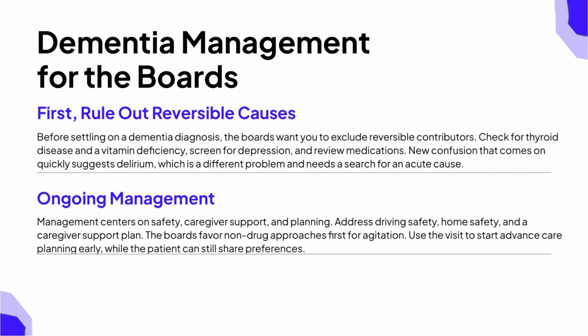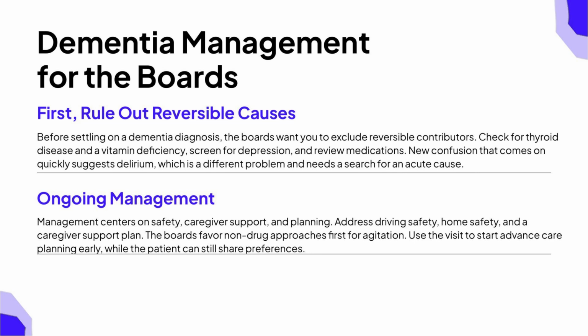Let us review dementia management for the boards, because the test approaches it in a very predictable way. Before you ever settle on a dementia diagnosis, the boards want you to rule out reversible contributors. Check for thyroid disease and a vitamin deficiency, screen for depression, which can mimic dementia, and review the medication list for anything sedating or anticholinergic, and always separate dementia from delirium. New confusion that comes on quickly, over hours to days, points to delirium, which is a different problem and demands a search for an acute cause such as infection or a medication.